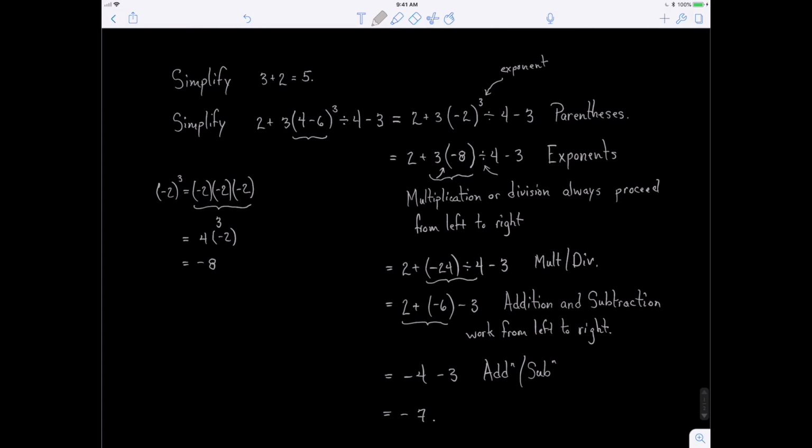Okay. In the next video, we're going to look at another type of exponent, the square root.